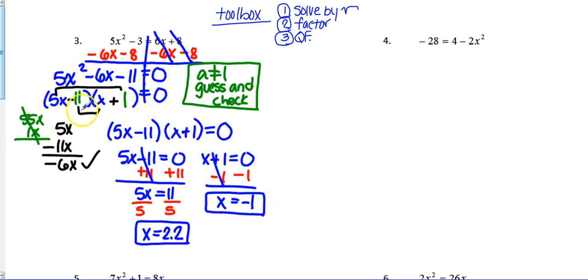Now, if guess and check hadn't worked, like I wasn't able to find outer inner equals middle, that's when we would have to say to ourselves, oh, okay, I can't factor this. Then I would use quadratic formula. Now, if you tried using quadratic formula on this quadratic, you would get to these same answers, but it would just be a whole lot more work. So just for emphasis, if you can factor, factor. If it's not factorable, then I will use quadratic formula.